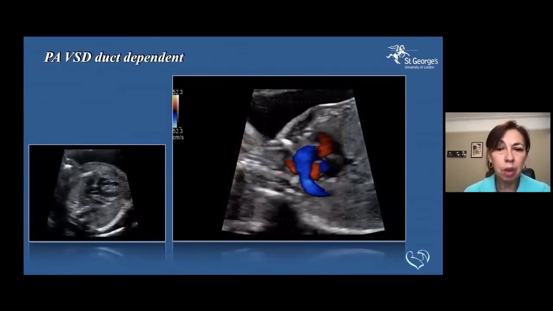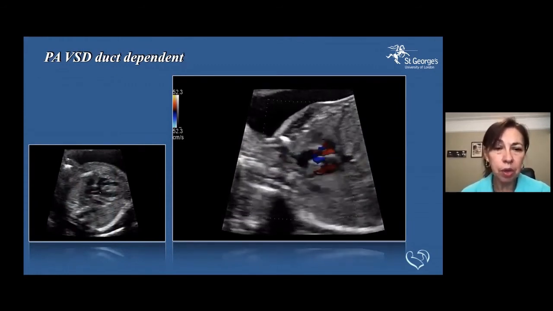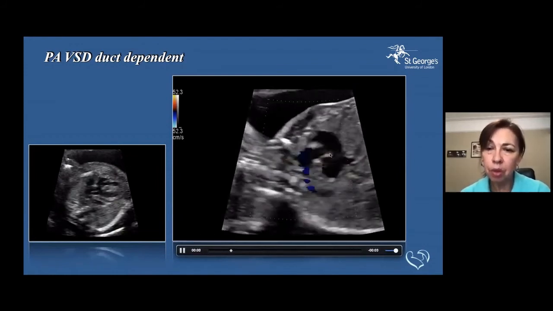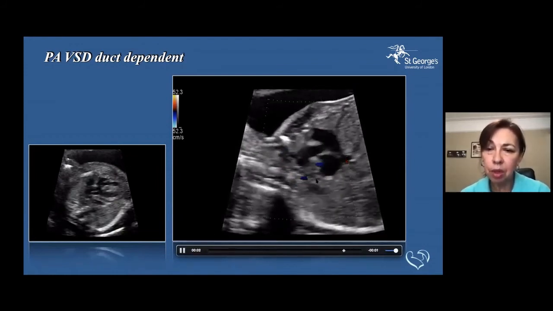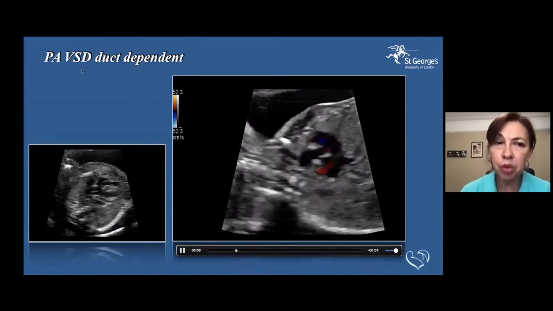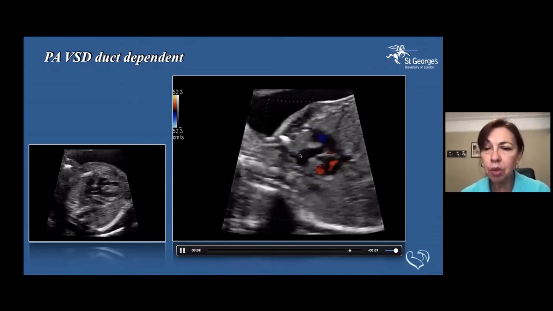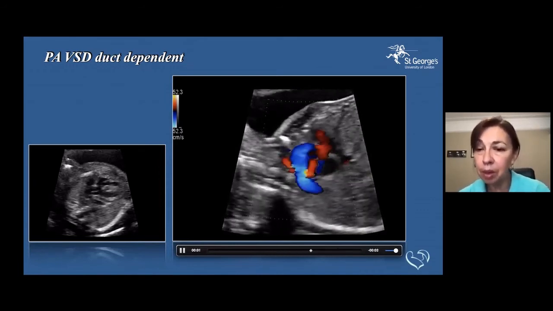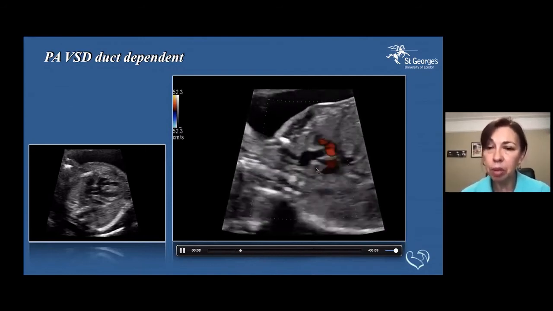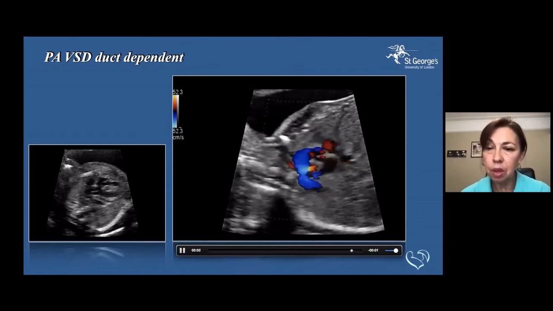Another example, a case of pulmonary atresia, ventricular septal defect. We can see here aortic overriding, and on a sagittal view, a nice large aorta and very clearly flow reversal through the arterial duct. So there are different types of pulmonary atresia VSD, so it's important to determine, is this duct dependent? Are there collateral vessels? So the color is essential to make that complete diagnosis.